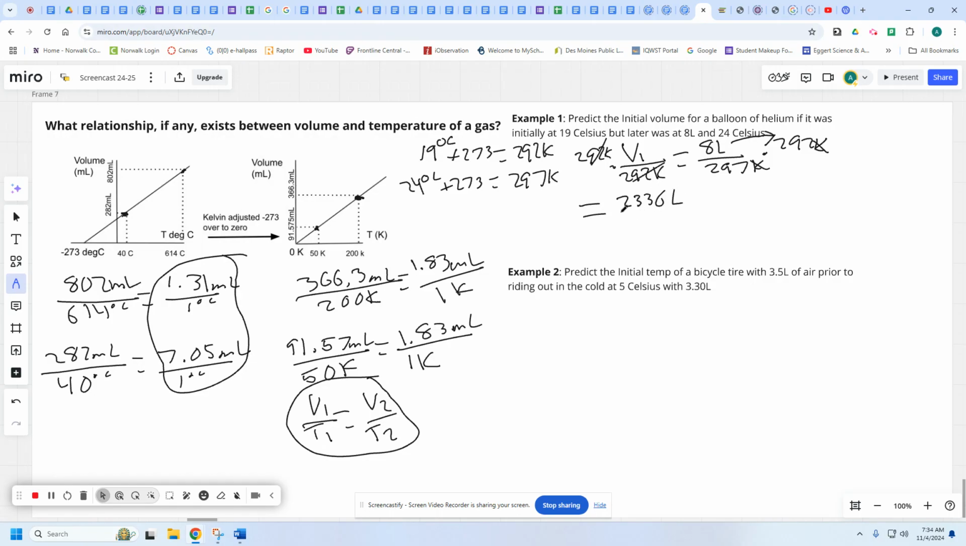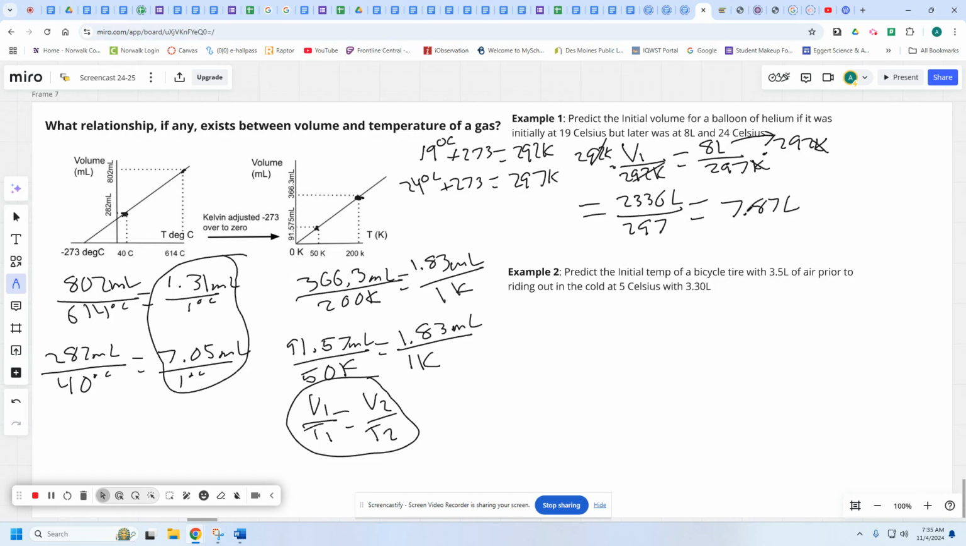And you should get 2,336 liters. The 297 is still left over with no units because they canceled. And then if you simplify it one more step, you should get approximately 7.87 liters for the initial volume. Now you can check to see if this makes sense by checking the change in temp. The change in temp has increased.